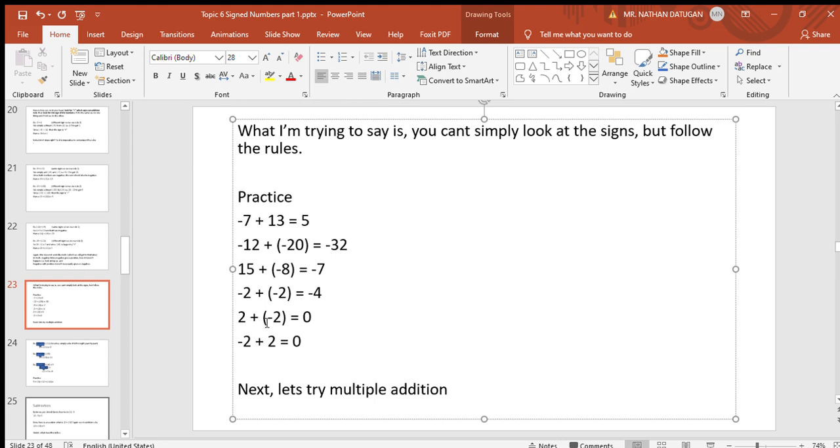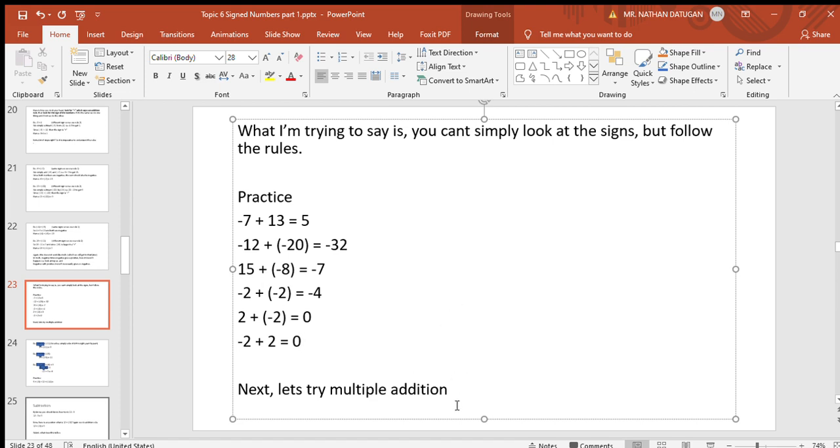So negative 7 plus 13 should give you guys positive 5. Negative 2 plus negative 20. Negative 12 plus negative 20 is negative 32. 15 plus negative 8 should give you guys negative 7. Negative 2 plus negative 2 is negative 4. 2 plus negative 2 is 0. Negative 2 plus 2 is 0.